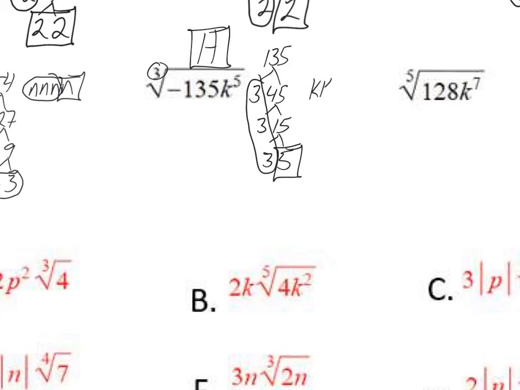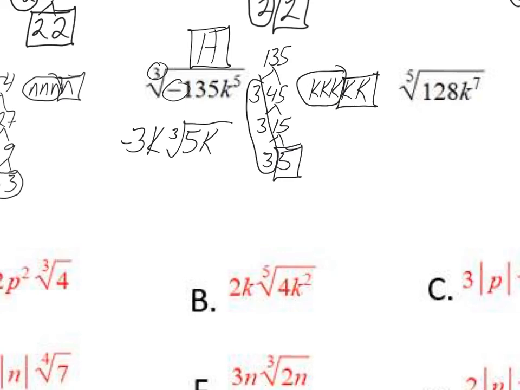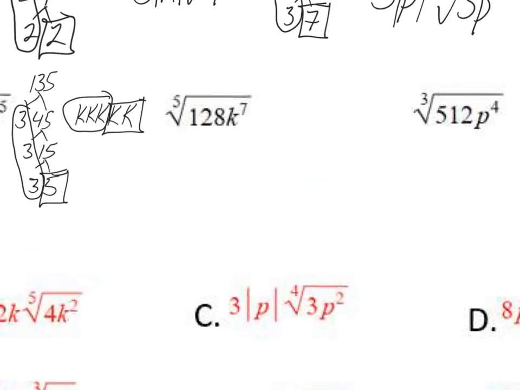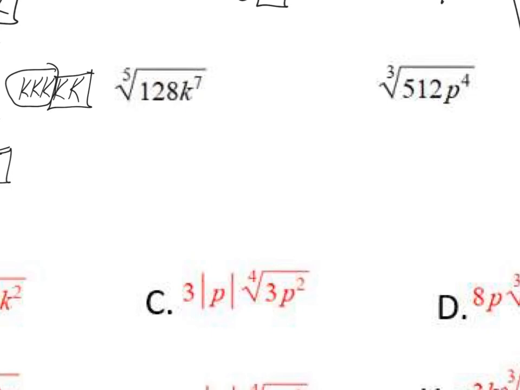I'm going to write all my k's. 1, 2, 3, 4, 5. I'm going to circle 3 of them. I don't have 3 more, so I'm going to put a box around those last 2. Now here, this negative, I just want to go ahead and pull that out. So I have a negative, and then everything that's in circles. So 3k cubed root of what's in the boxes, 5 and k squared. So that should look like H, and it does. Perfect. Okay, go ahead and try that next one.